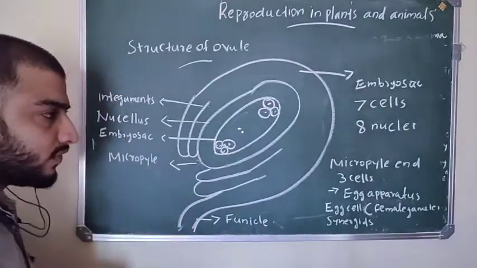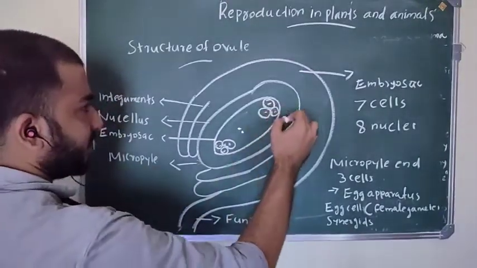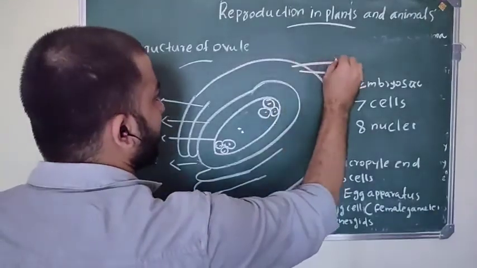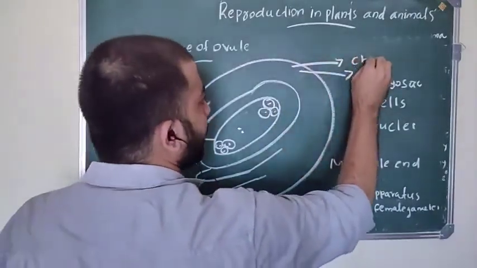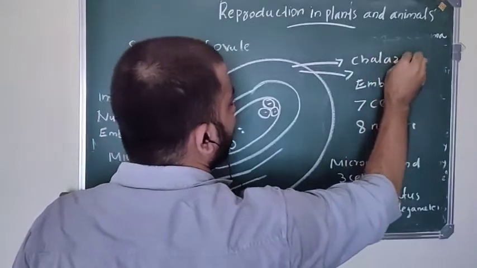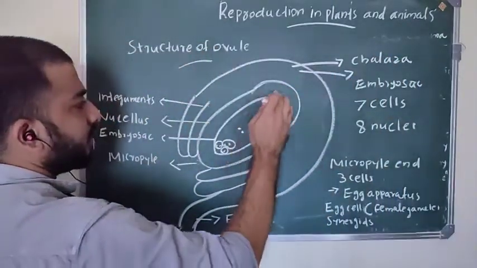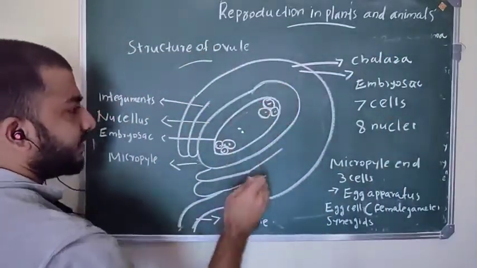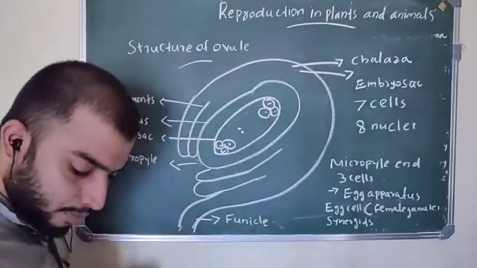Okay. Then the other end, this end, is the chalaza. We know that the chalaza is the basal part of the ovule. The cells present at the chalazal end are called antipodal cells.